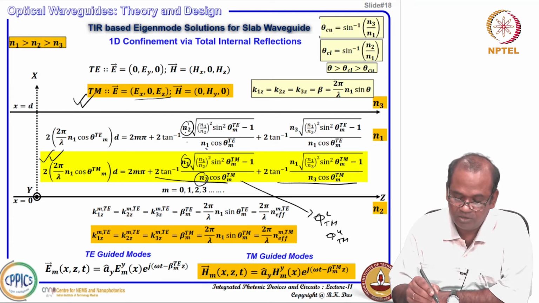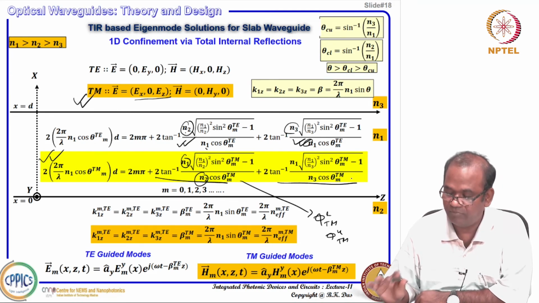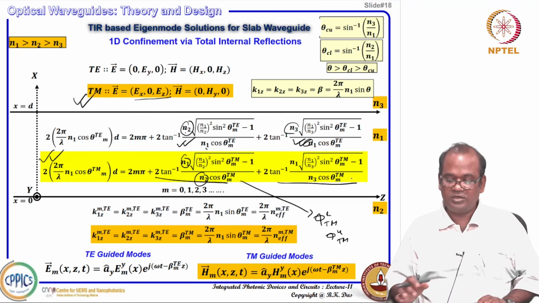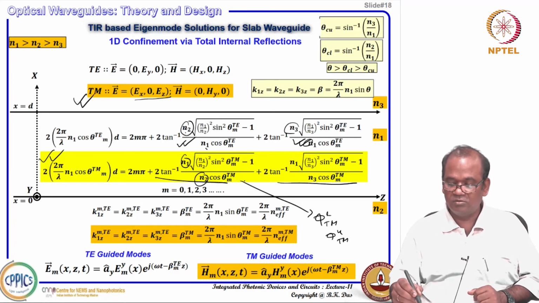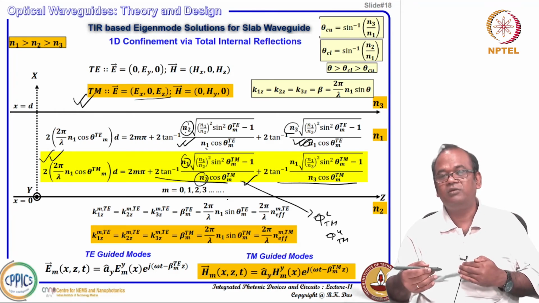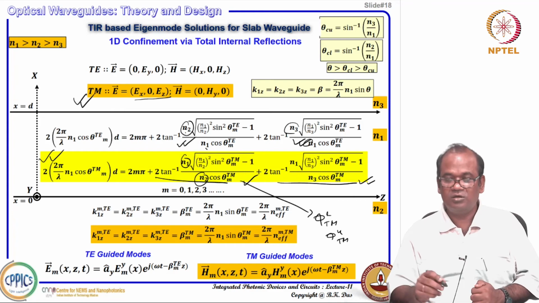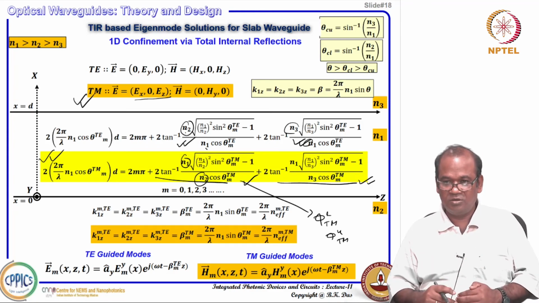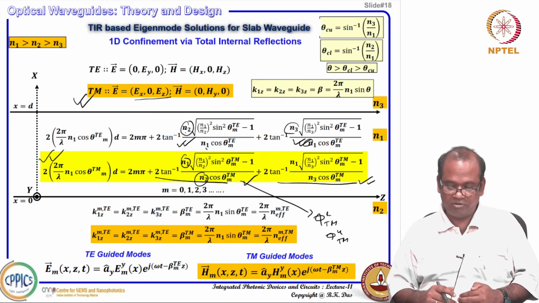For the lower interface phase change it is like this, and for the upper one n3 comes in. The numerator and denominator are interchanged for TE and TM, that is the difference, just to keep in mind. I think I have shown how to derive it: starting from the Fresnel equations, when theta is greater than theta c, you will be able to derive the phase change occurring at the interface using those equations.